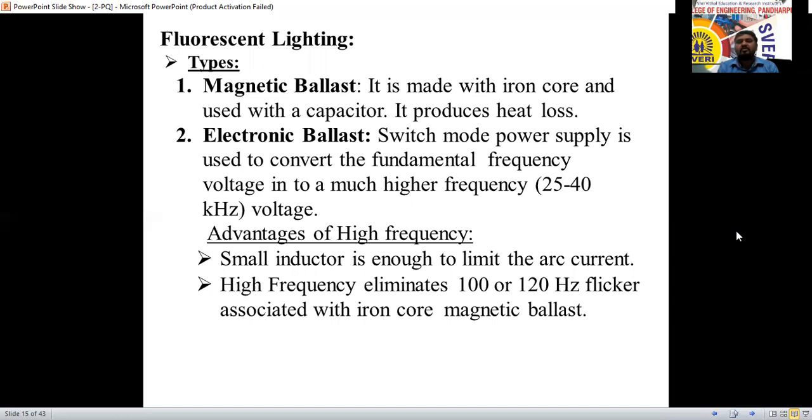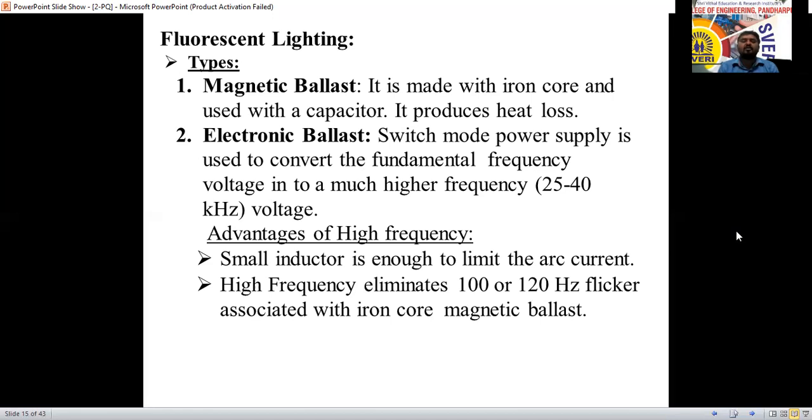That is called magnetic ballast. We are going to call it that. An iron core is used with a capacitor, which produces heat loss. But later on, the magnetic ballasts were replaced by electronic ones, which immediately switch on and switch off. It has started over there.